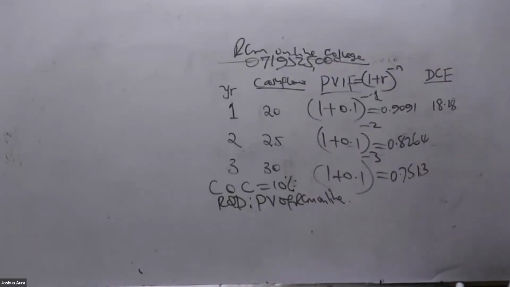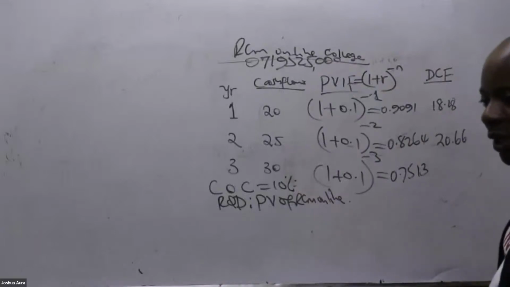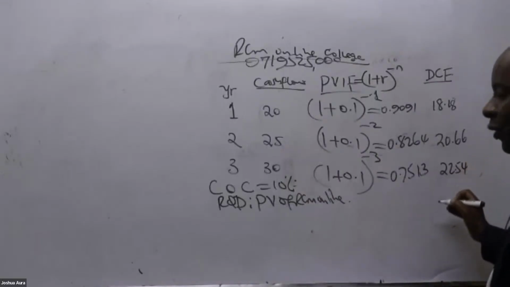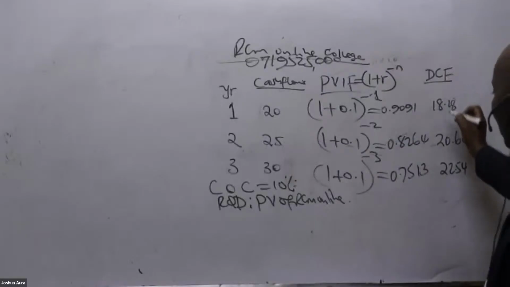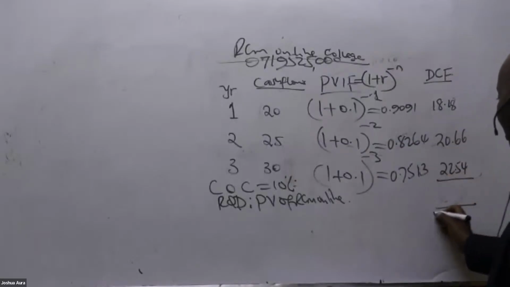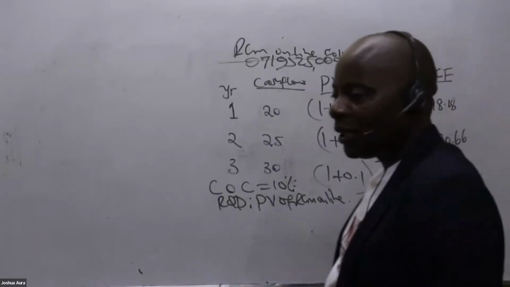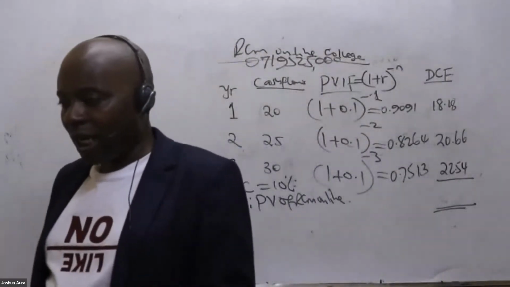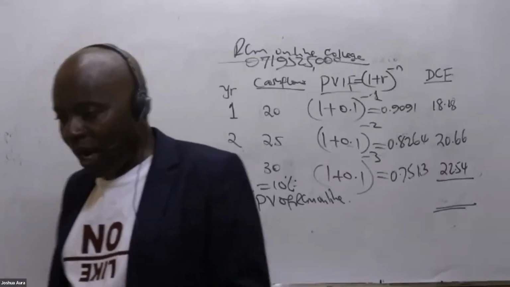And then now we have the last one, which is 22.54. The discounted cash flows can be added directly. You add the discounted cash flows directly: 61.68.